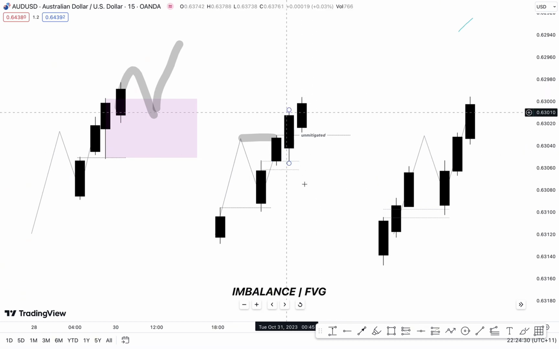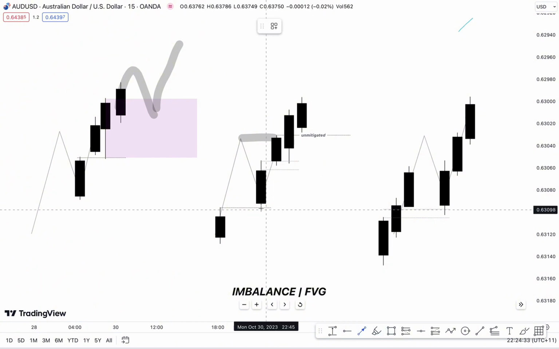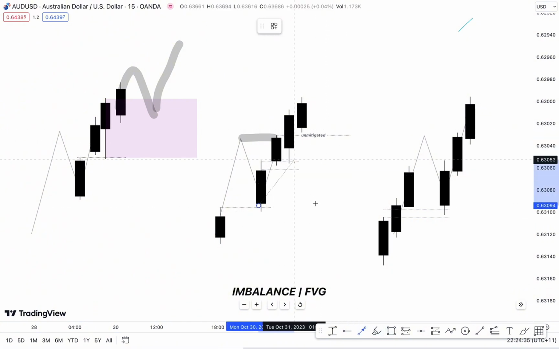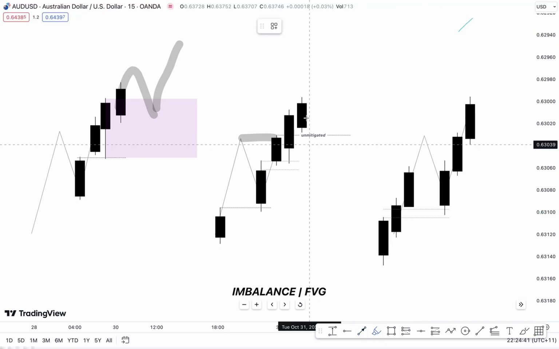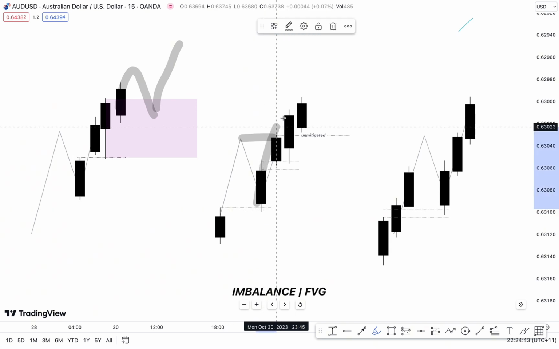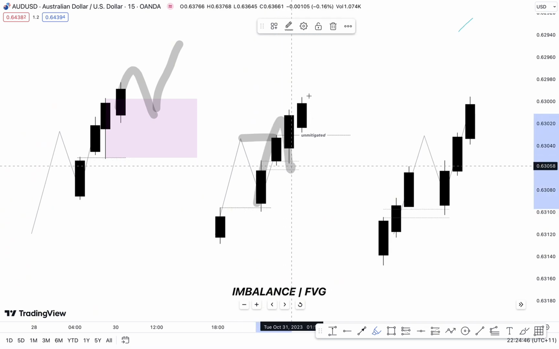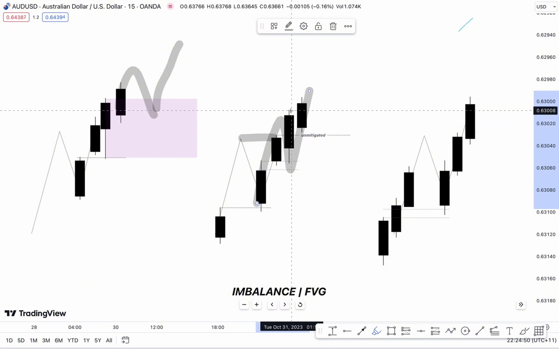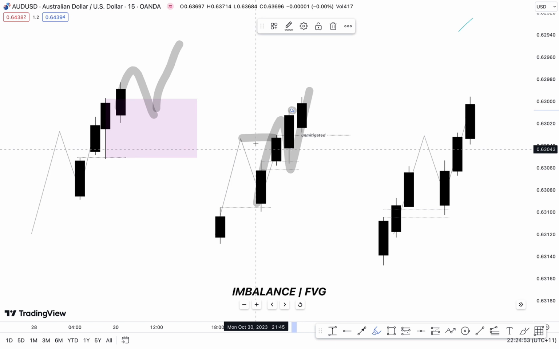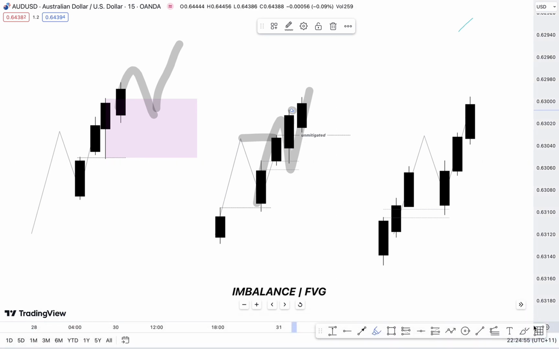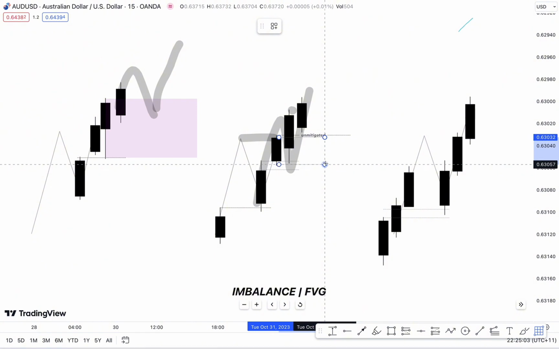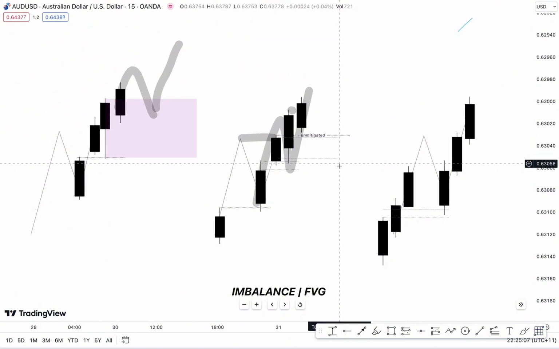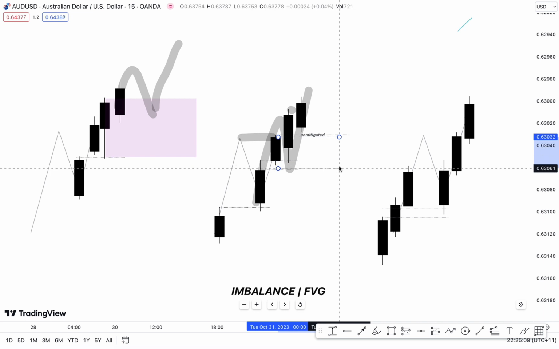So you can see that after the pullback like this, and then pullback, you can see that price broke above this level here, right? So if we decide to pick out the first candle high like this, let's mark out this entire zone. You can see that there's imbalance here, right? There's an unhealthy movement in price here.